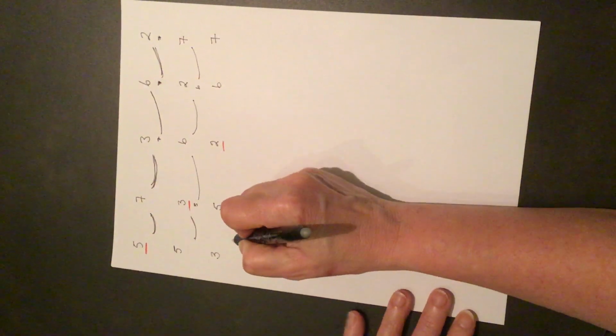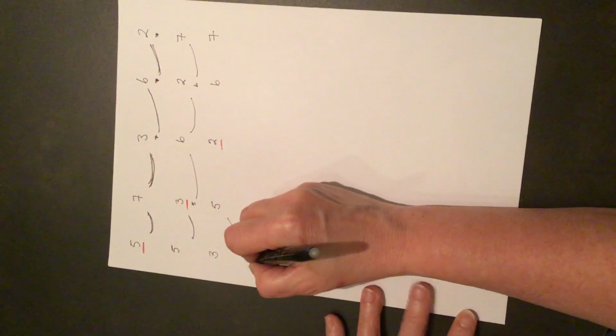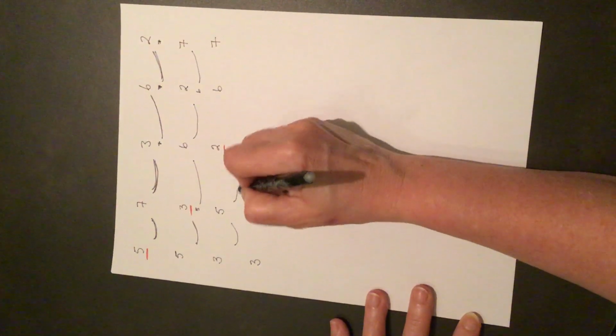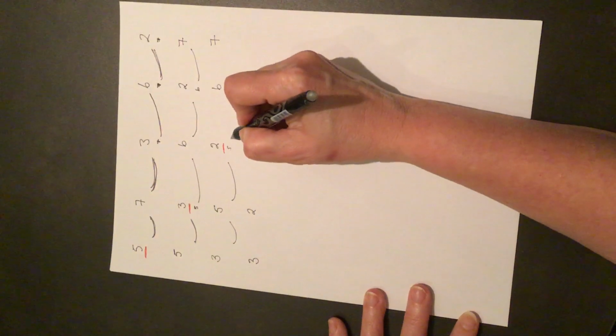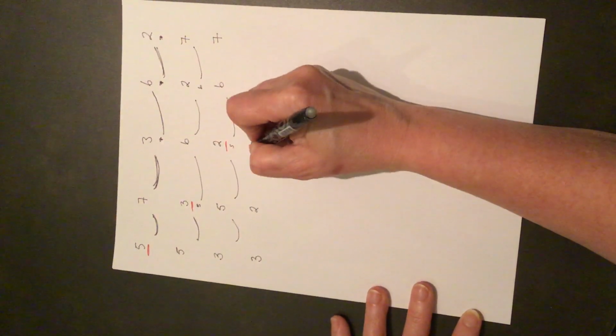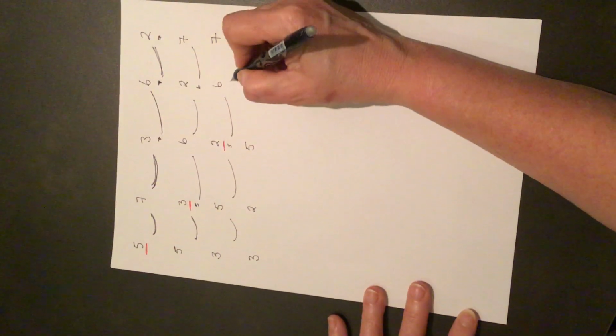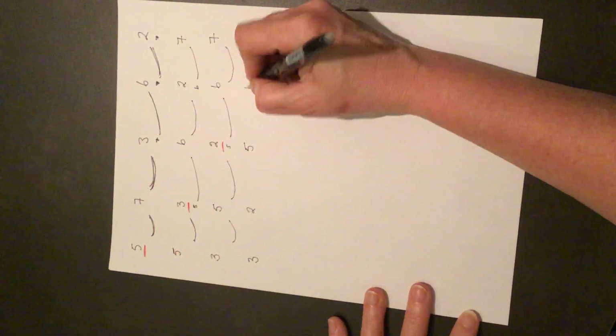So now we do it again. 3 compared to 5. 3 is the smaller. 5 compared to 2. 2 is the smaller. Bubble the 5. 5 compared to 6. 5 is the smaller. 6 compared to 7. 6 is the smaller. 7's at the end. Move on your marker.